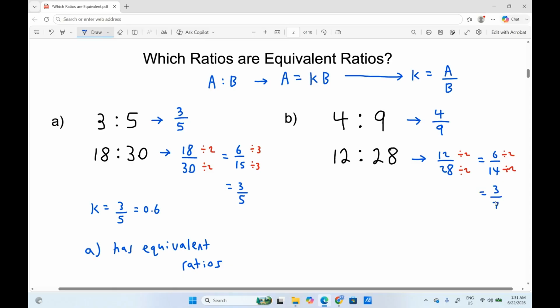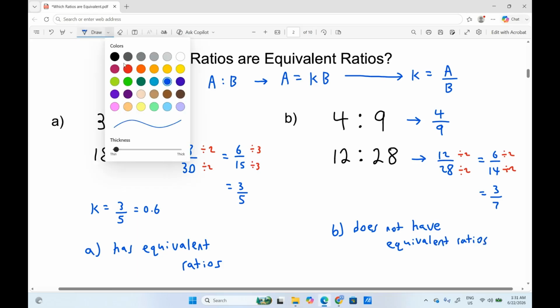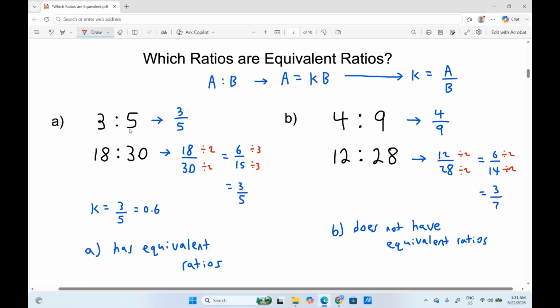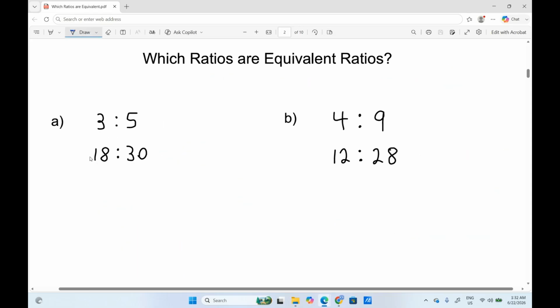Since the constants of proportionality are not the same, I can say that B does not have equivalent ratios. Okay, now there's also another way to determine if they are equivalent or not.